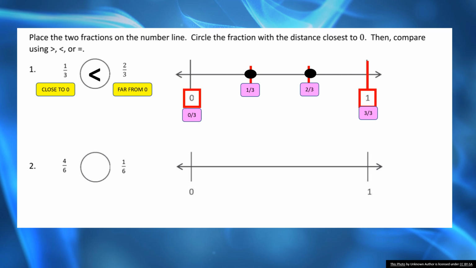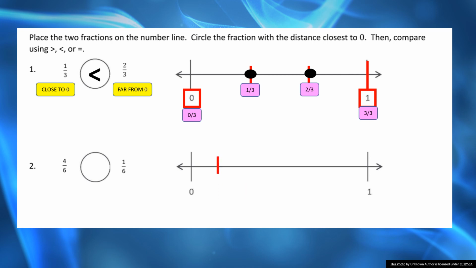Now let's look at number 2. For number 2, we're comparing 4/6 to 1/6. Well, they're both sixths. So we need to partition our number line into sixths, which means we're going to need 6 lines. And that sixth line is going to land on that whole number. All right, let's start partitioning.